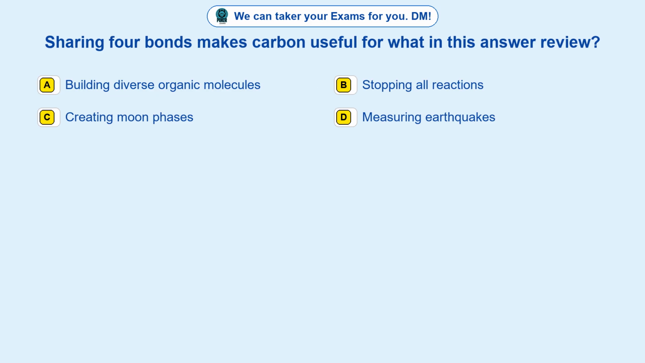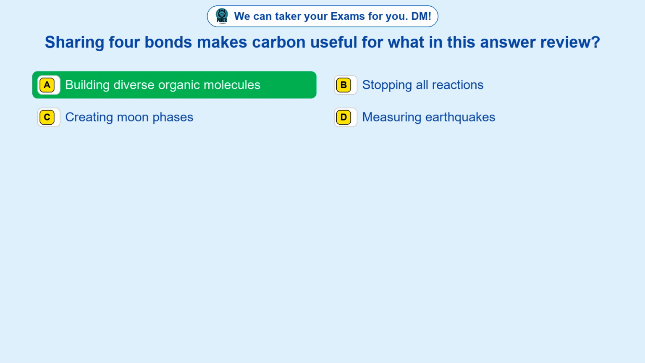Question 52. Sharing 4 bonds makes carbon useful for what in this answer review? Option A, building diverse organic molecules. Option B, stopping all reactions. Option C, creating moon phases. Option D, measuring earthquakes. The correct answer is option A.